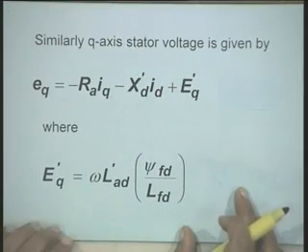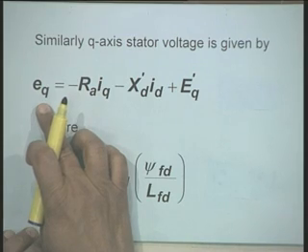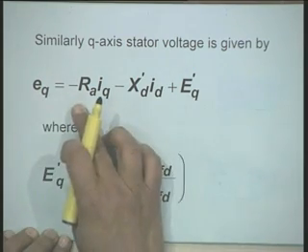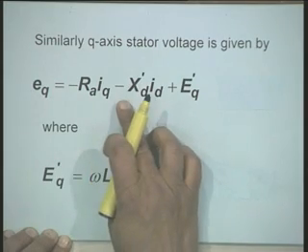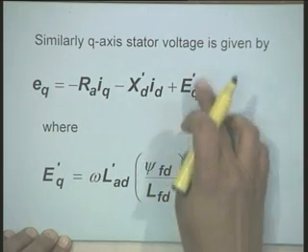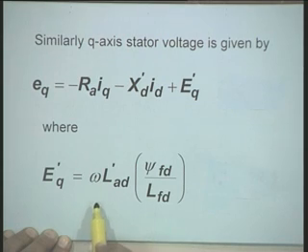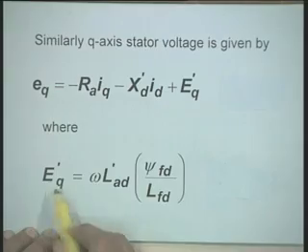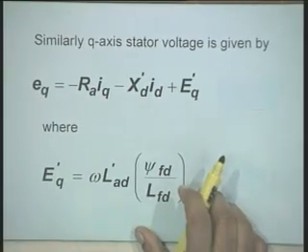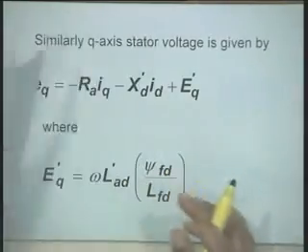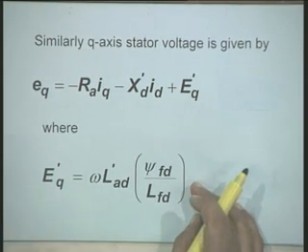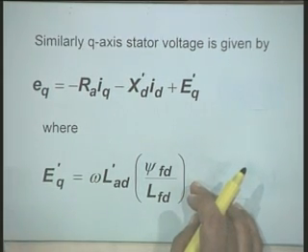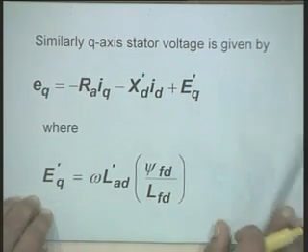Similarly, we can write down E q in this form: minus R A I q minus x d prime into I d plus E q prime, where this E q prime is written here as omega L A d prime into psi f d upon L f d. Therefore, this E q prime is written in terms of psi f d and E d prime is written in terms of psi a d. If you assume these two fluxes to be constant, these two voltages will remain constant.